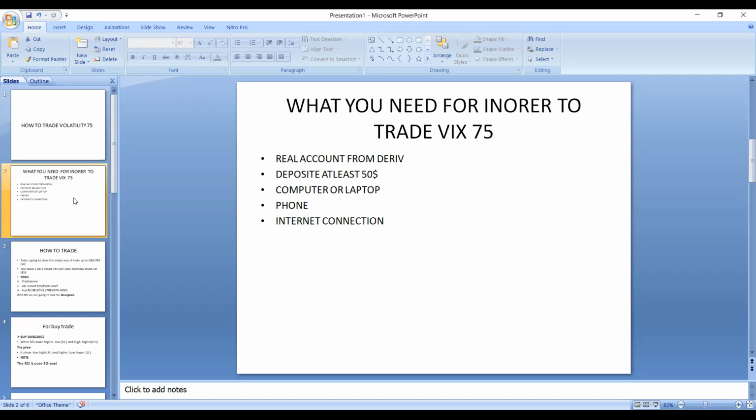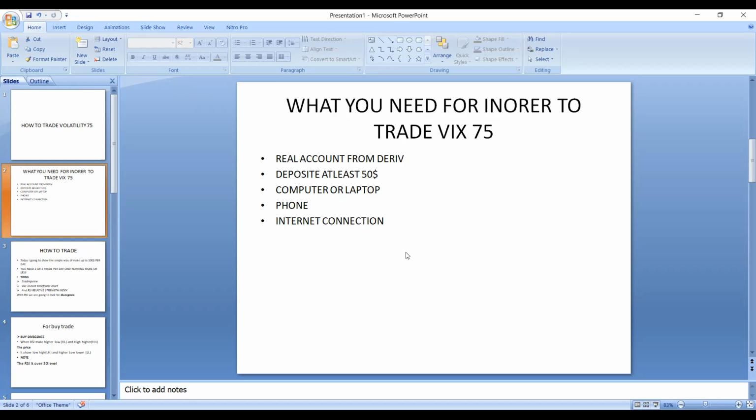The second thing, you need a deposit of at least 50 USD. You need only a deposit of 50 USD. Again, you need a computer or a laptop, a phone, and an internet connection. The most important thing is to have the real account, the internet connection, and a laptop or a phone. Even on a phone or a laptop you can use this strategy, because I was using it on the phone.